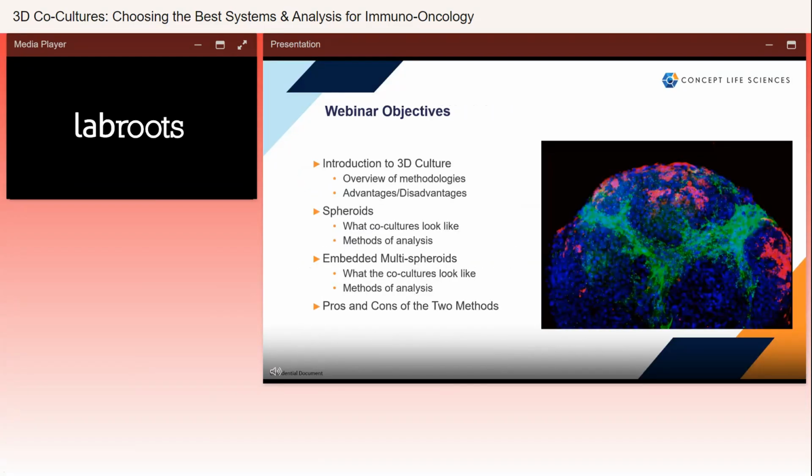On to today's topic. Essentially what I'm going to discuss is an introduction to 3D culture. Why do we use it? What are the advantages and disadvantages? Then going on to some of the methods that we have employed at Concept Life Sciences around spheroid generation, either single spheroid or multispheroid, the ways we go about analysing them, what co-cultures look like, and then the pros and cons of the two methods, using a few examples of the data that we have generated.